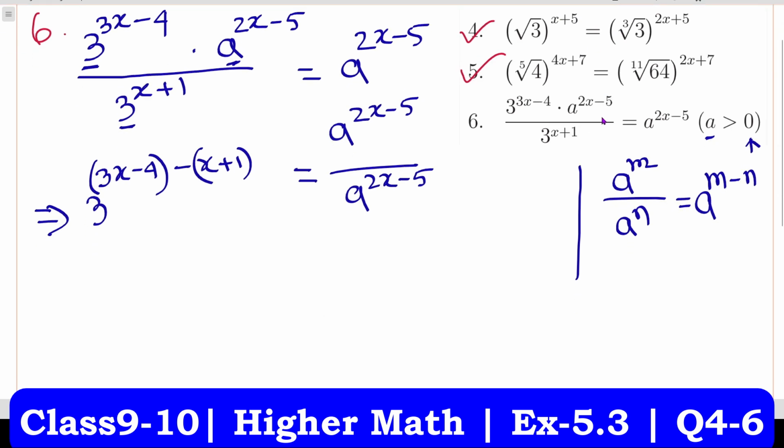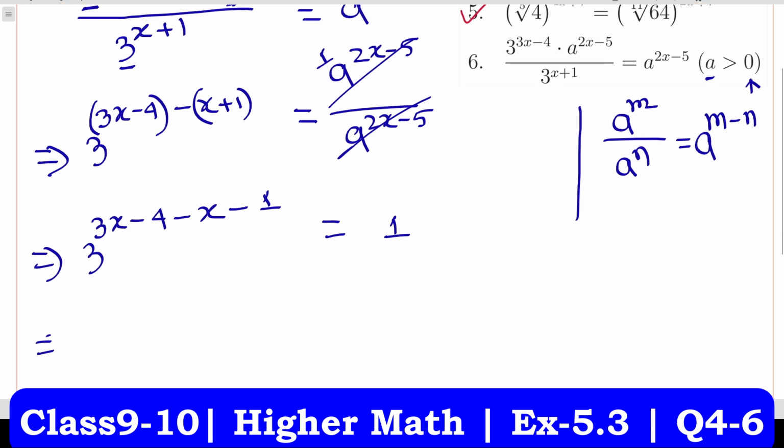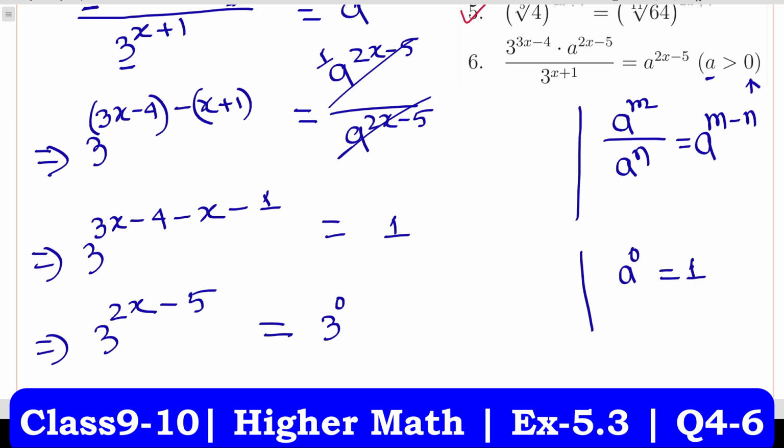Very simple. Now look, here will be 3 to the power 3x minus 4. So here is minus x, minus plus, it will be minus 1. And look, the a terms we can divide, we will get 1. Now here is 3 to the power 3x minus x, it will be 2x, minus 4 minus 1, it will be minus 5. And what can we do against this 1? We can write a to the power 0, because we know 3 to the power 0 means 1. We know a to the power 0 equals 1.